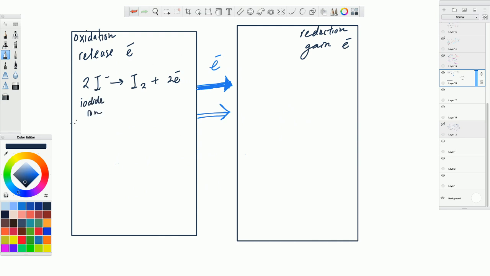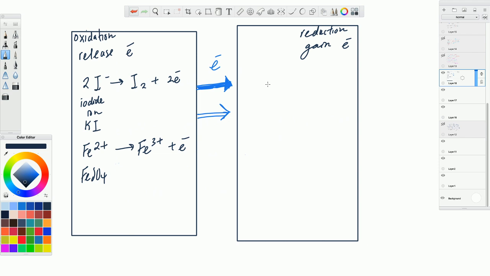Where can you find iodide ion? In potassium iodide. Other examples, iron 2. Iron 2 loves to release electron to become iron 3. Where can you find iron 2 ion? In iron 2 sulfate. Okay?